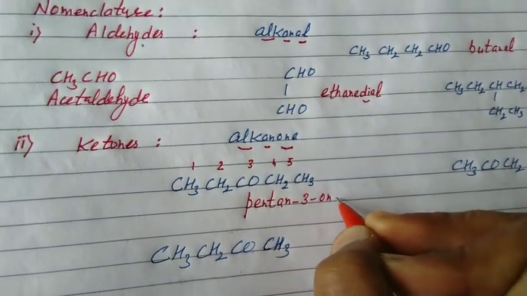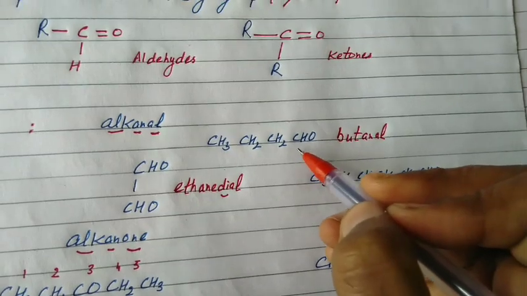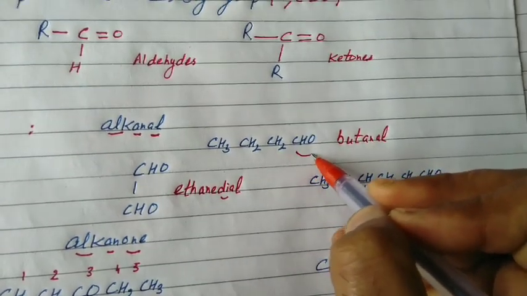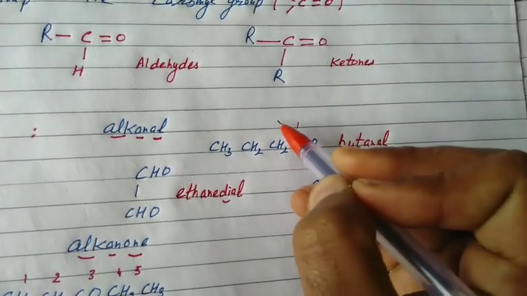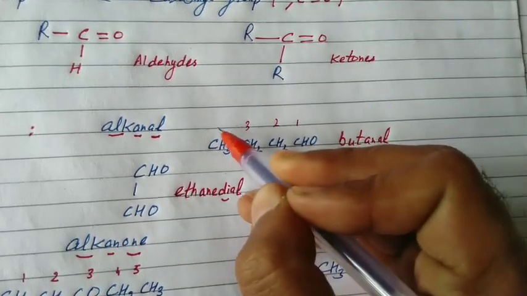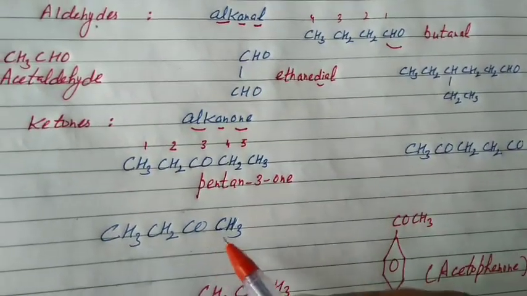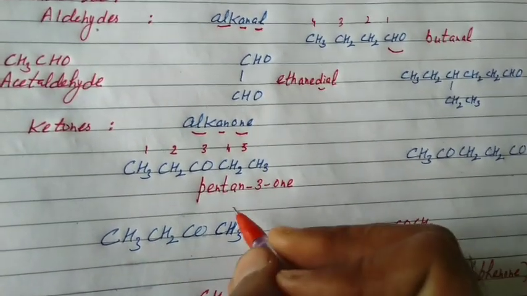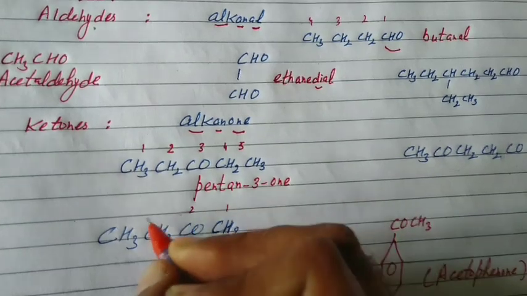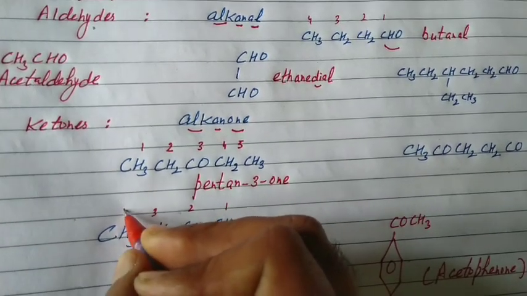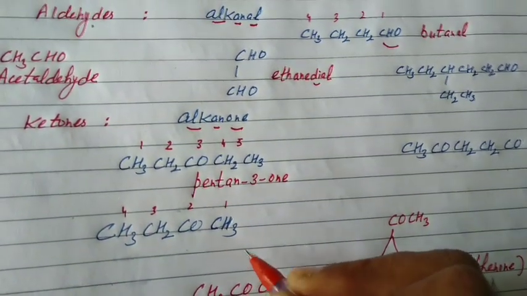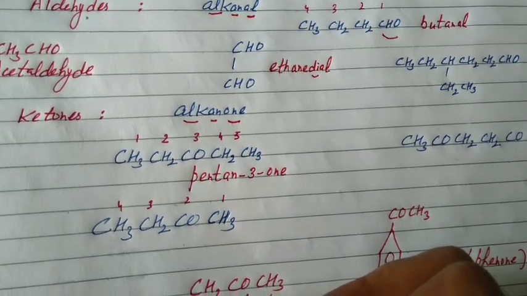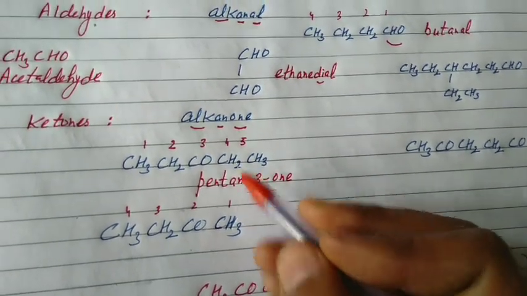Dear students, there is no need to indicate the position in the case of aldehydes, because CHO is always present at the terminal position and will get the first number. While in ketones, we have to mention the position. In the same way, students, from this end it gets second number, from this end it gets third number; lowest number rule. 1, 2, 3, 4. Butan-2-one.